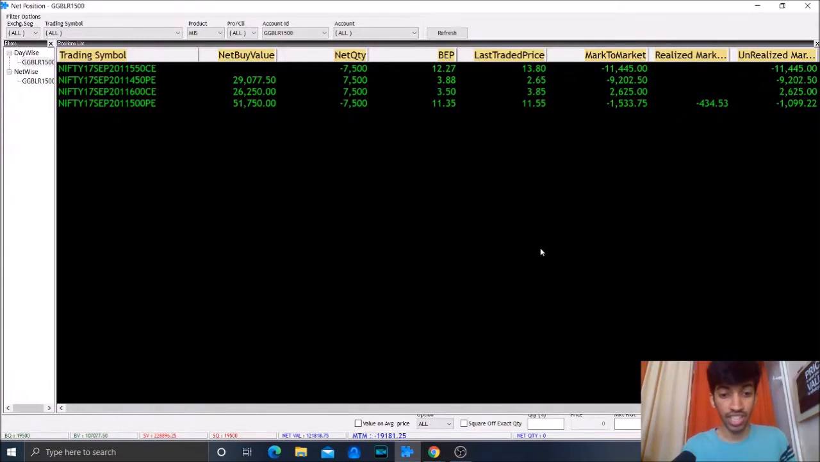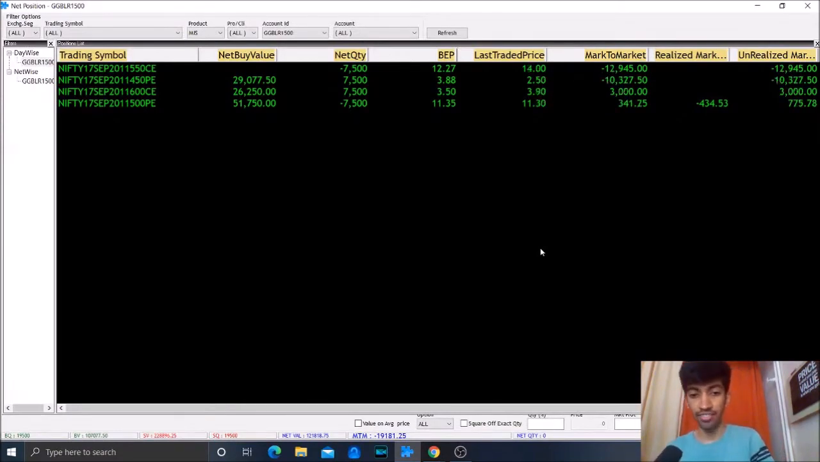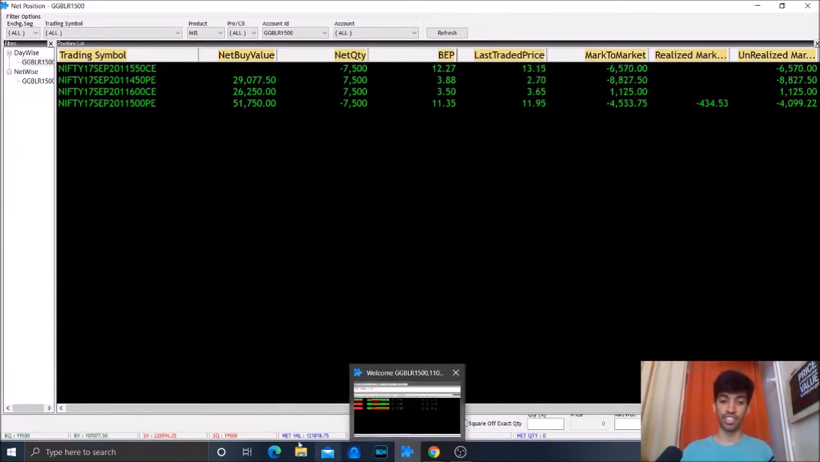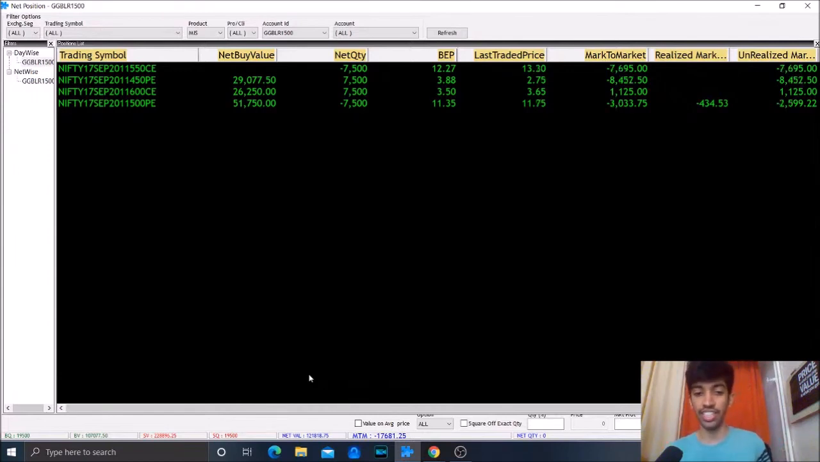So the theta has started working in our favor. We don't use much of technicals, chart analysis, pattern analysis, and all those. We mainly work on statistics. As you can see right here, we have already recovered around 7,000 of the loss. It was around 24,000, it's around 17,000 now. So we mainly work on statistics.